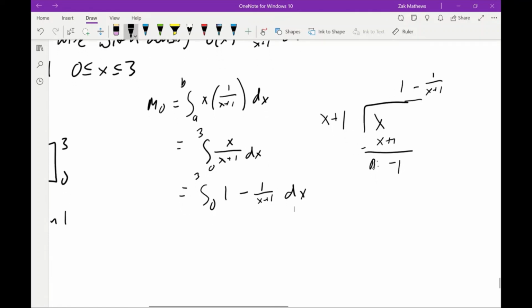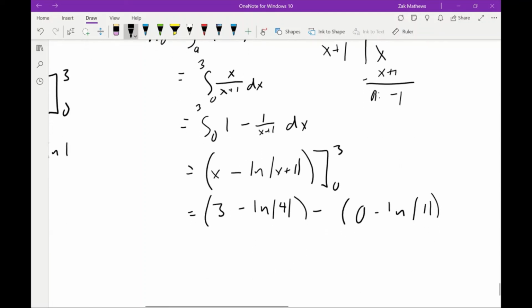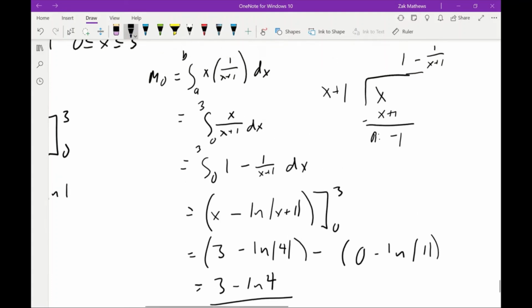So now we can do the antiderivatives. We'll have x minus the natural log of the absolute value of x plus 1. We're going to evaluate this whole thing from 0 to 3. So plug in our 3 minus the natural log of 4, still positive, so I don't need the absolute values at this point, minus 0 minus the natural log of 1, natural log of 1 still being 0. And so we get 3 minus the natural log of 4. There is our moment.